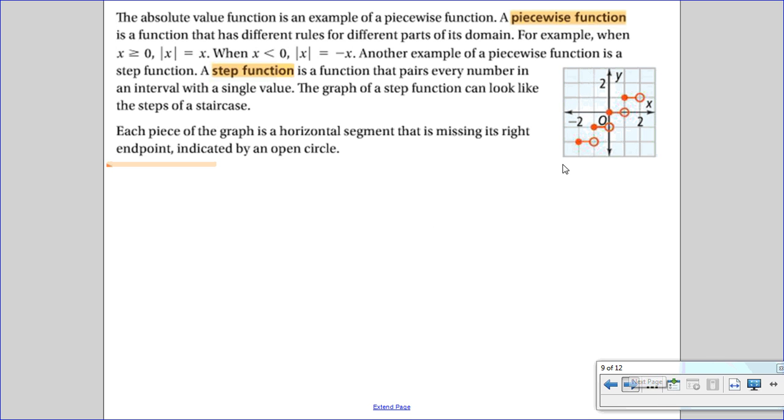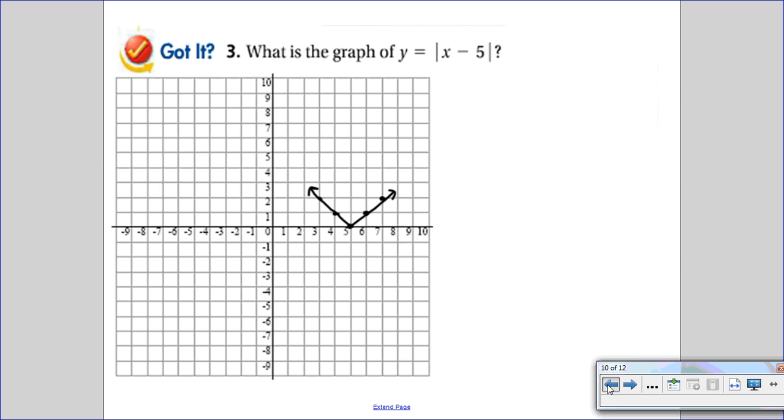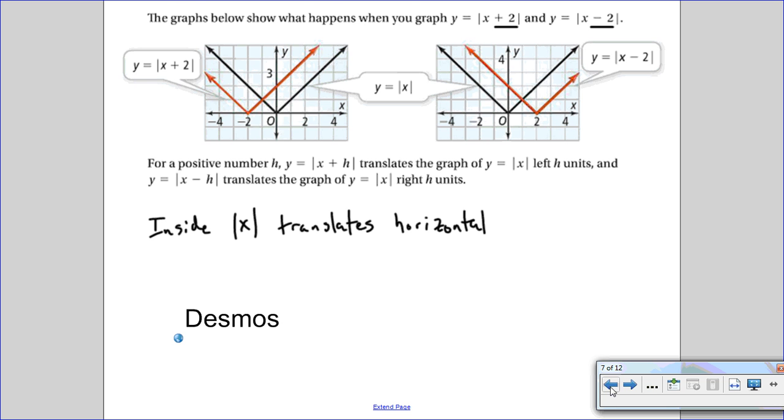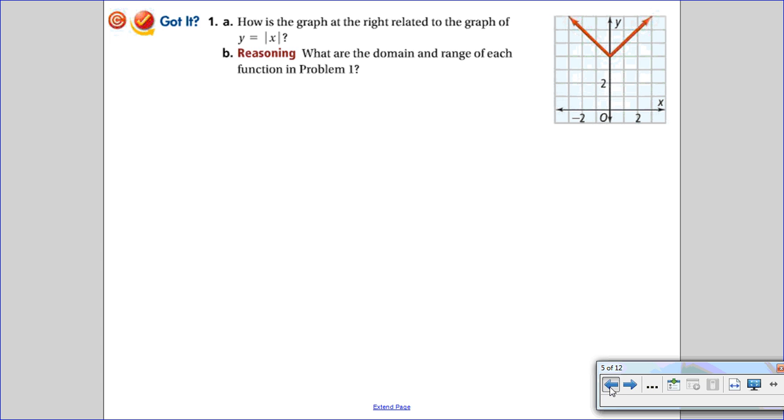A piecewise function. So what a piecewise function is, a function that has different parts for its domain in the range. And now I hopped over that, and I want to go back to this slide. So this one asks us what is the domain and the range of each function in the problem.